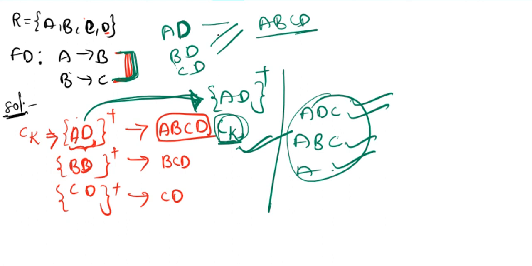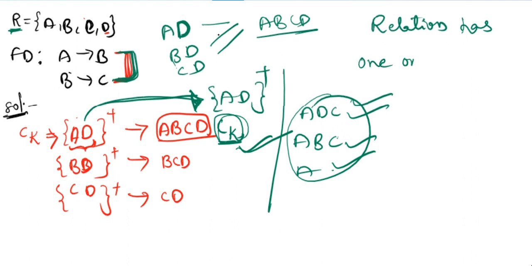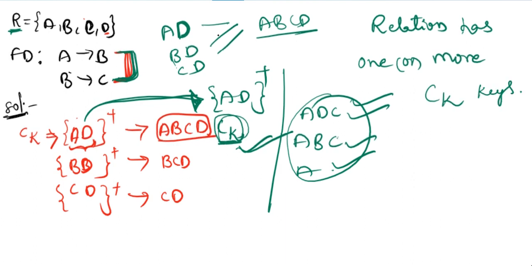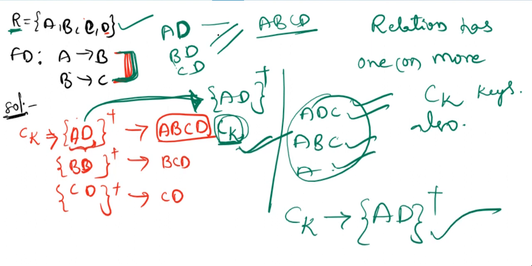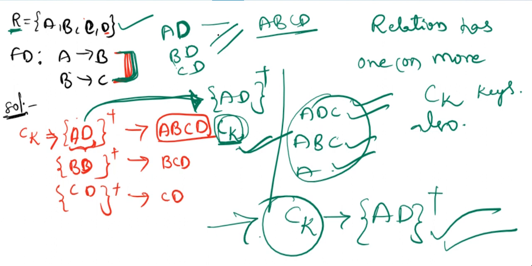One more thing: a relation has one or more super keys, and a relation has one or more candidate keys also. But here, this relation has only one candidate key, that is AD closure. This is the only candidate key; there are no other candidate keys.